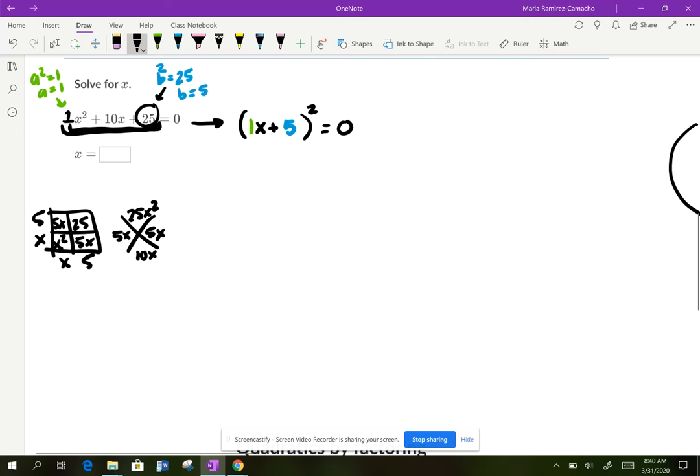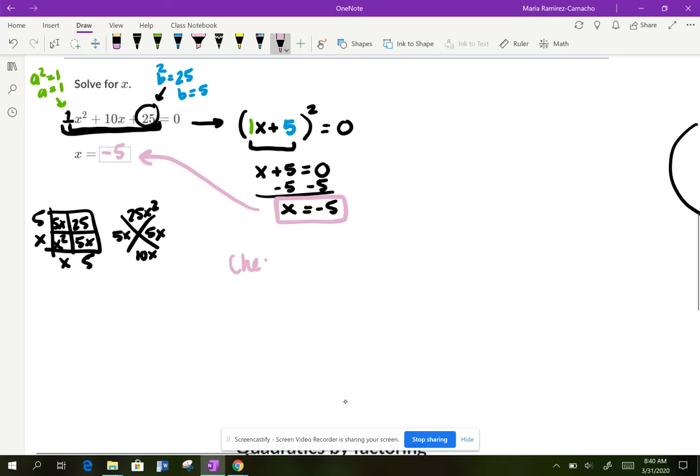What's nice about this expression is that since it's the same thing times itself, I only have to set it equal to 0 once. So I only have to set 1x plus 5, or just x plus 5, equal to 0 one time. Then I solve for x. X is equal to negative 5. That is what I'm going to put here.